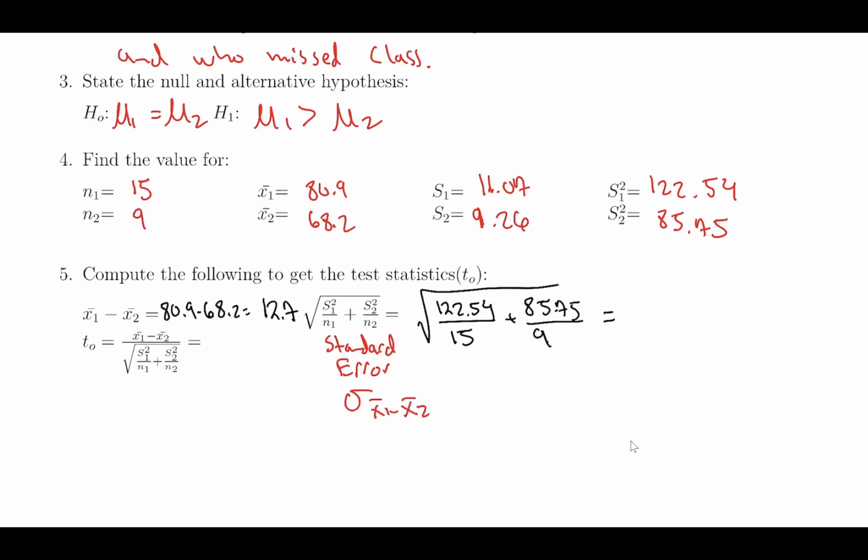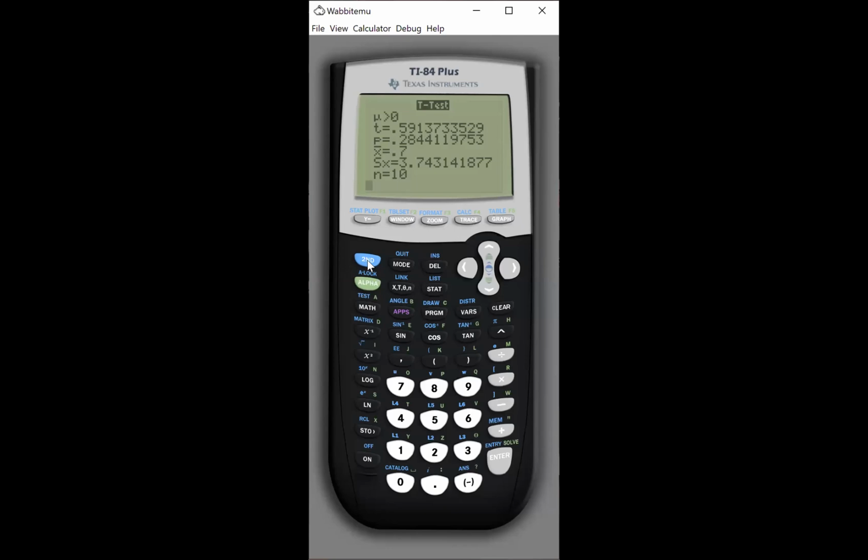All right, so let me go ahead and show you how to enter that into your TI-84 in case you ever need to calculate that. You go square root, and then you go 122.54 divided by 15. And then you add that to 85.75. Divide that by 9. You press enter, and that's our score.